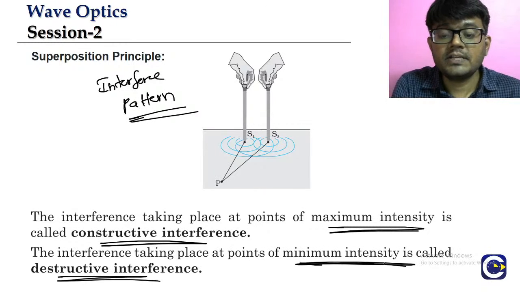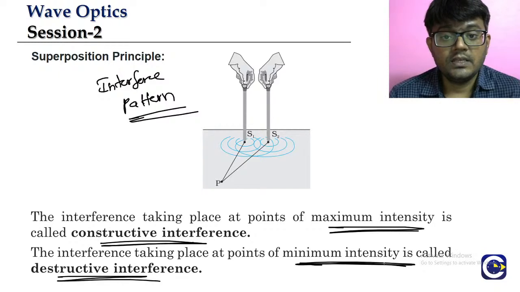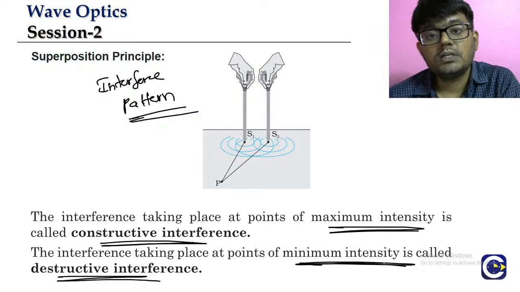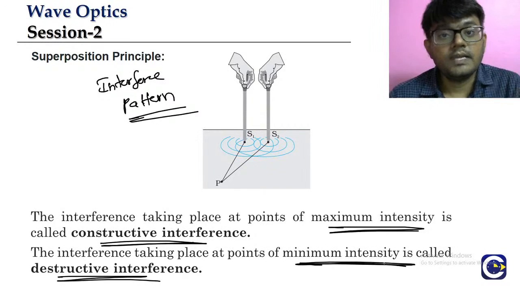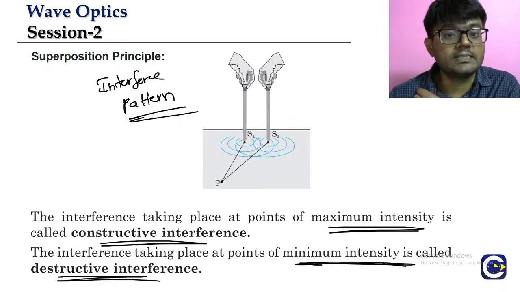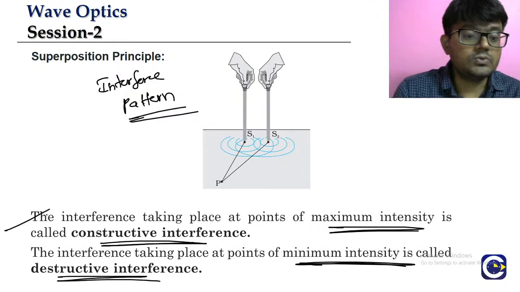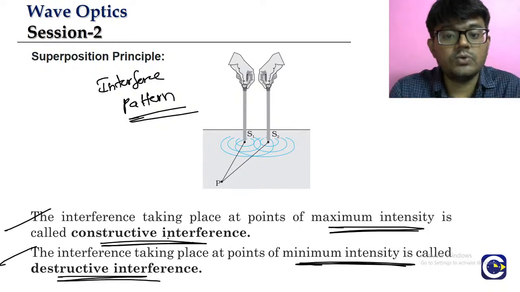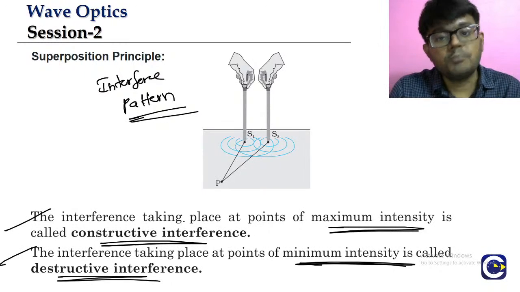So the constructive interference and destructive interference regions will be of importance for us to study the further aspects of the interference of light. Whether it is Young's double slit experiment or the diffraction through a single slit, these two relations, constructive interference and destructive interference, will be important for us.